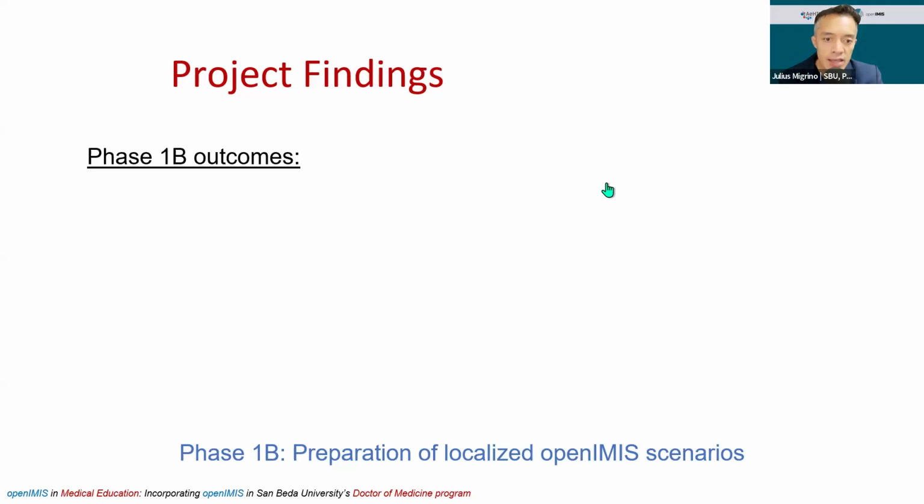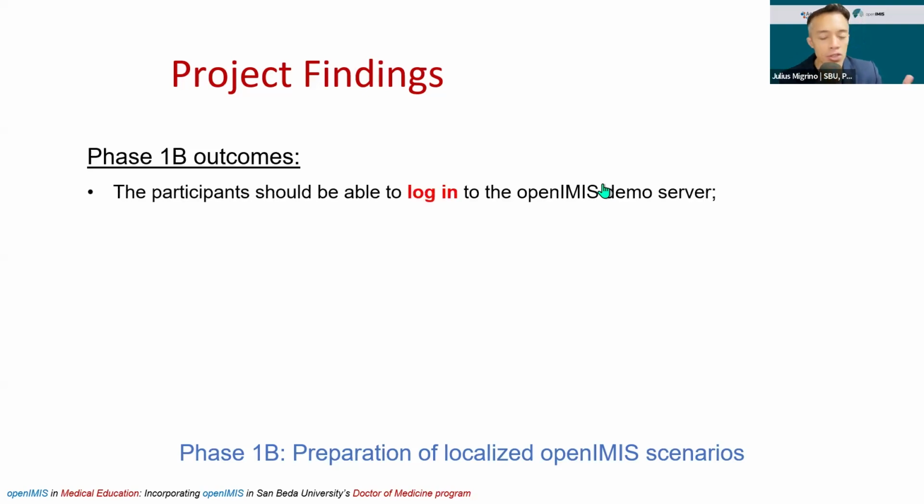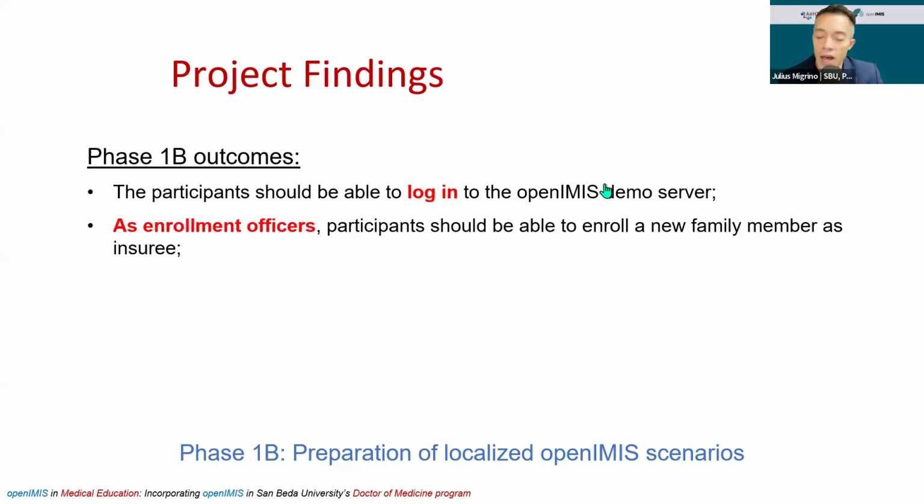Now, specifically, the outcomes of Phase 1B are as follows. The participants should be able to log in. Definitely, they need to know how to log in, particularly to the openIMIS demo server, of course, using administrator demo credentials. The second outcome is as enrollment officers, participants should be able to appreciate the structure of health insurance enrollment by enrolling a new family member as an insuree, as well as identify the information needed to enroll a household in an insurance scheme.